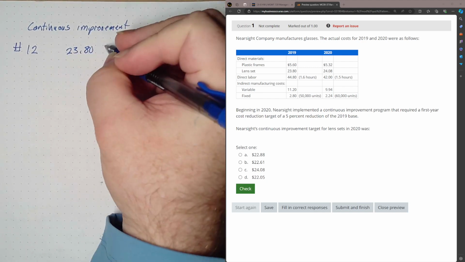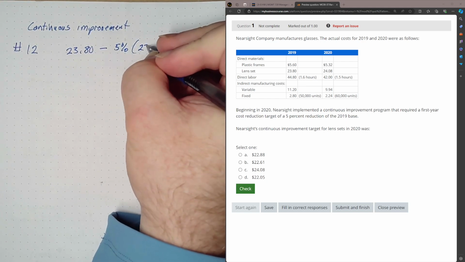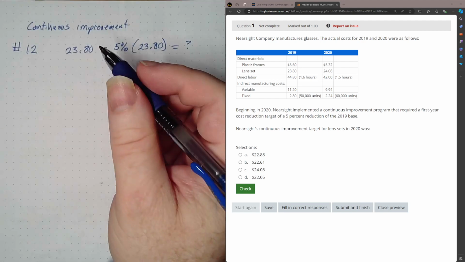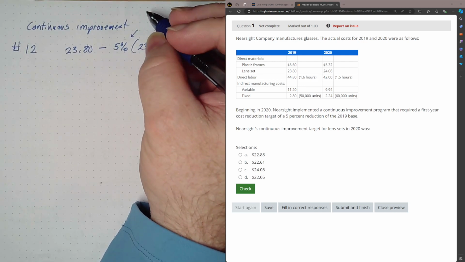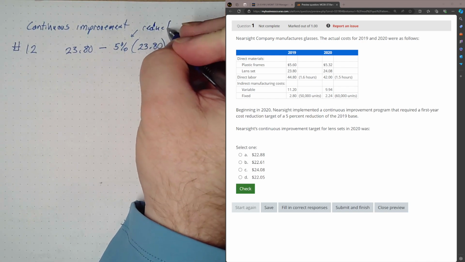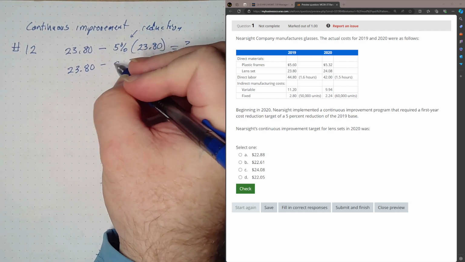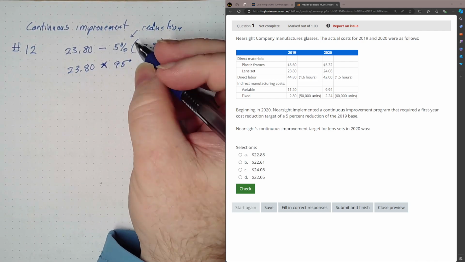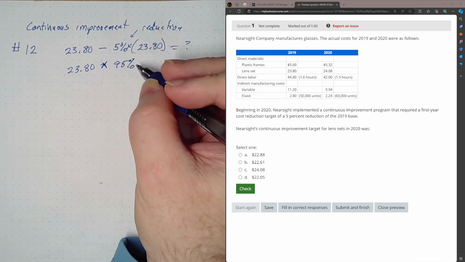2380 minus 5%, well, minus 5% of what? 2380 would equal something. But again, like we were talking last time, if this is the amount of reduction, but it's asking what is the actual target, that's the reduction. What's the target? The target is to be 95% of this, right? So you can just multiply by 95%. And that will get you the number you need.